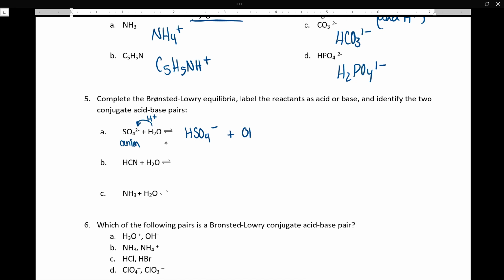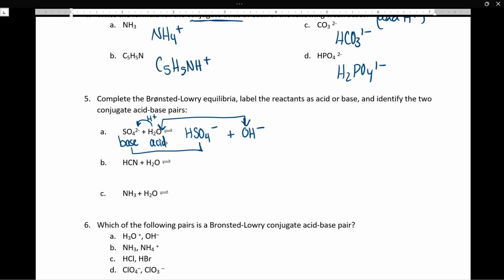We only ever move 1 hydrogen at a time in this scenario. And so that will form HSO4 and OH minus. So my SO4 minus, it is a base, it's being the hydrogen taker. Water is behaving as an acid. And then let's identify the conjugate pair. So this is 1 conjugate pair, and then this is 1 conjugate pair right here.